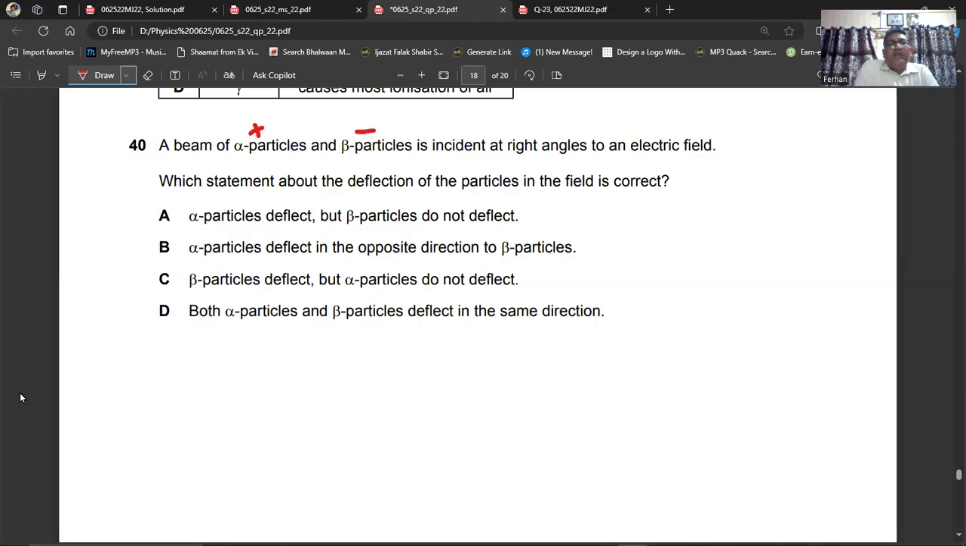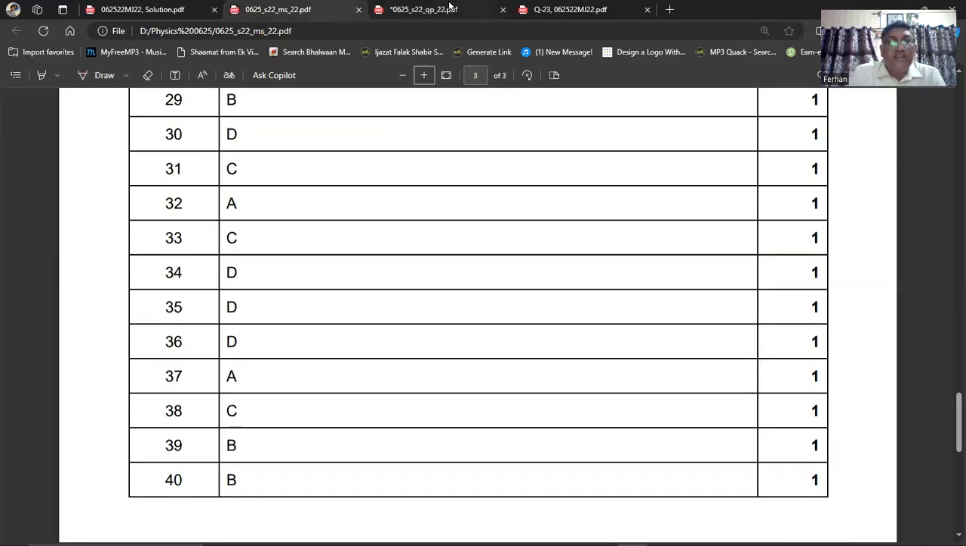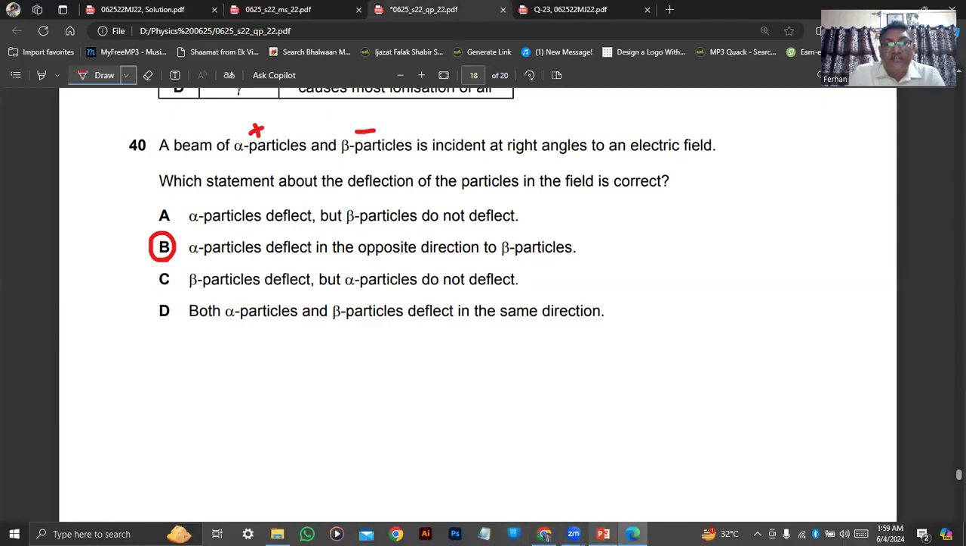Alpha particles deflect, but beta particles do not deflect. No, no. Alpha particles deflect in the opposite direction to the beta particles. Yes, this is the right statement. Beta particles deflect, alpha particles do not deflect. That is wrong. Both alpha particles and beta particles deflect in the same direction. That is wrong, because alpha and beta have different charges on them. That's why in the electric field, they will be deflected in different directions. So B is the choice. Question number 40, B is the right choice.